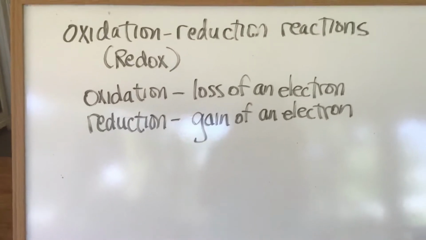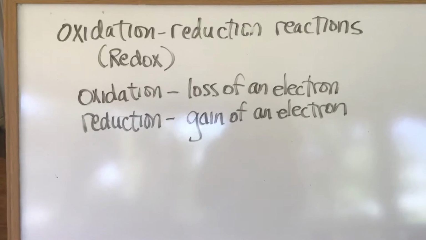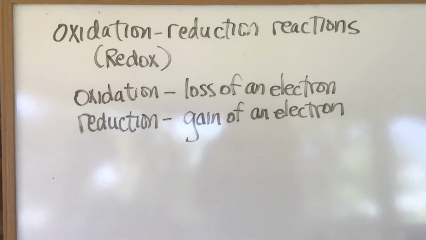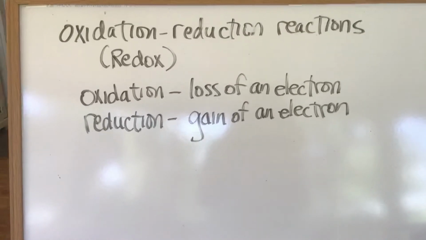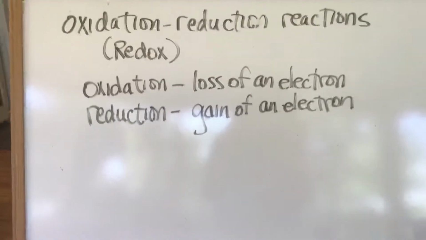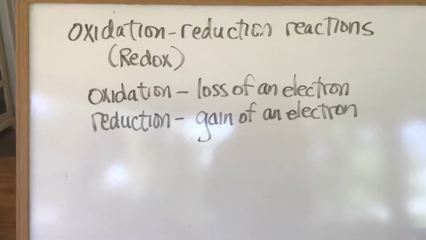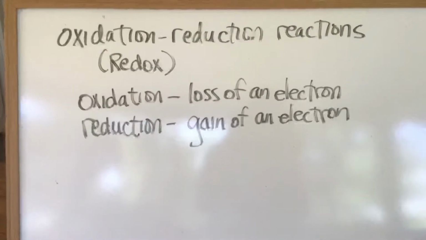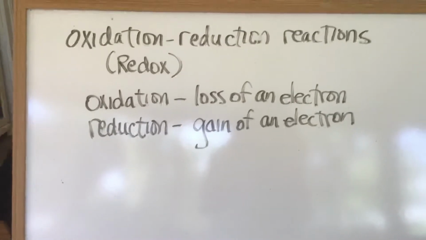An oxidation is where an atom or a molecule loses an electron or more than one, and a reduction is the gain of an electron. Usually these things go together, hence the name redox, because you can't have a loss of an electron unless it has some place to go. So something had to gain it. So usually that's kind of how it goes.